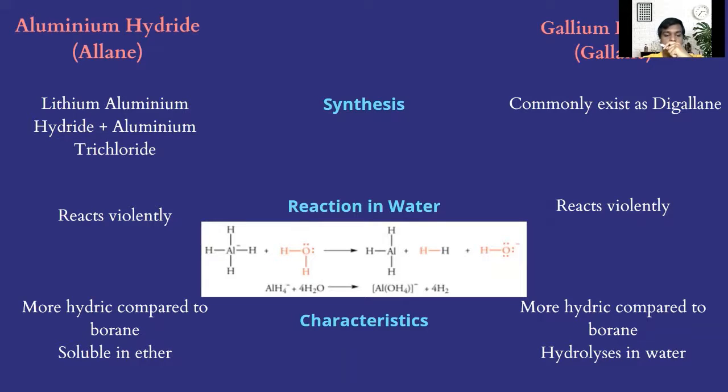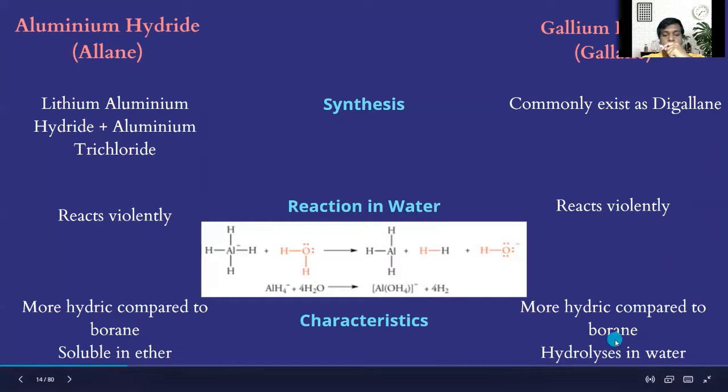The reason is because when hydride ion reacts in water, it produces hydroxide ion and also hydrogen gas. When this hydrogen gas is liberated, it will look as if the reaction caused a simple explosion. Therefore, the reaction of aluminium hydride and also gallium hydride with water is identified as a violent reaction.